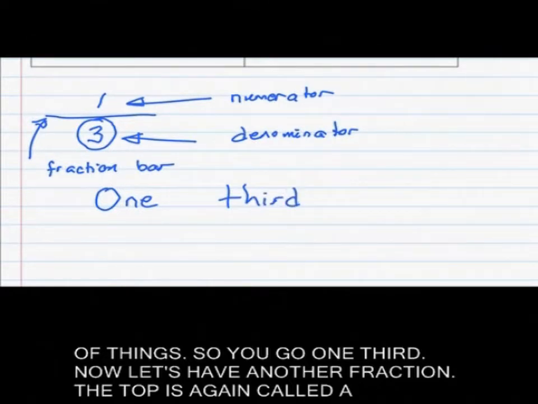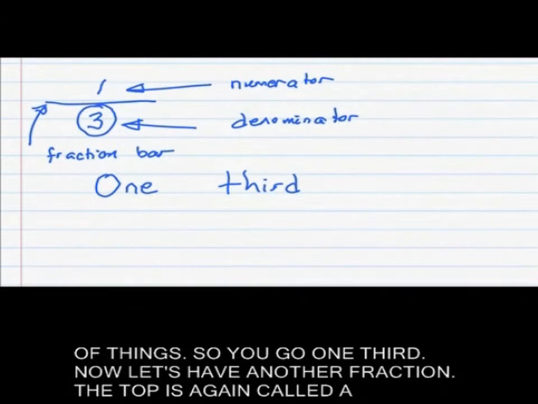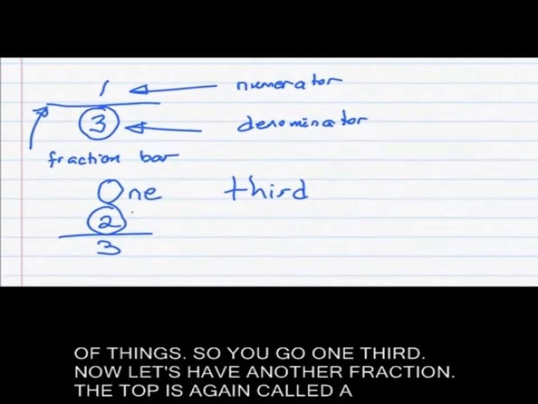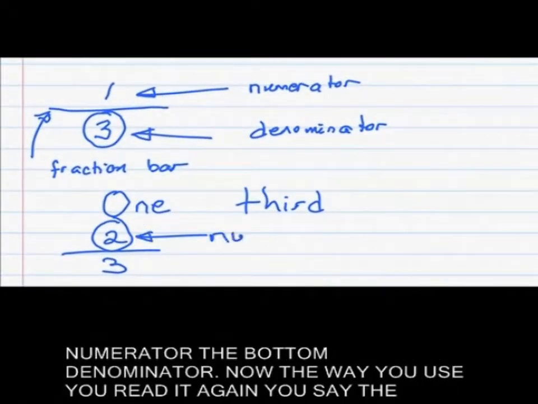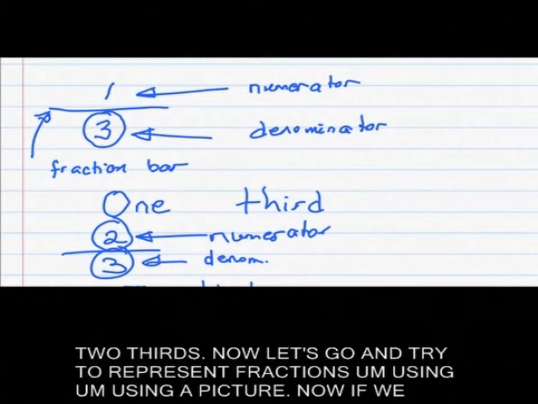Now let's have another fraction. The top is again called a numerator. The bottom, the denominator. Now, the way you read it again, you say the top number, 2, and then the bottom number in the ordinal form, but since this is plural, you say 2/3.